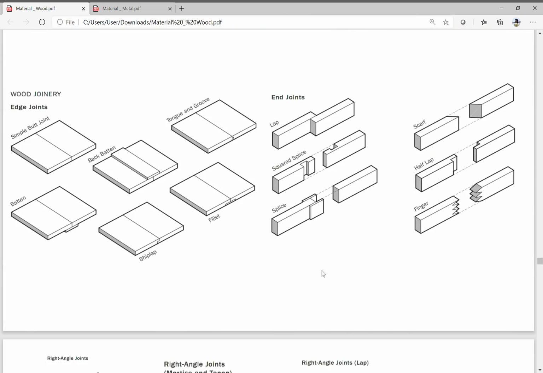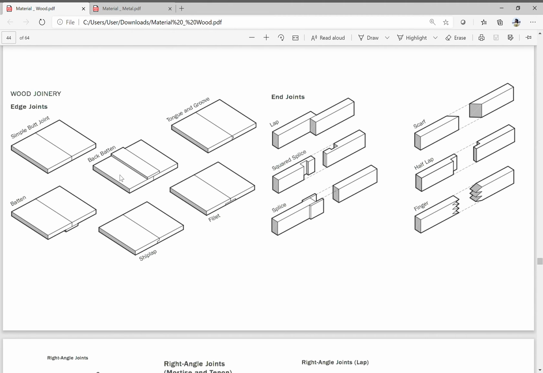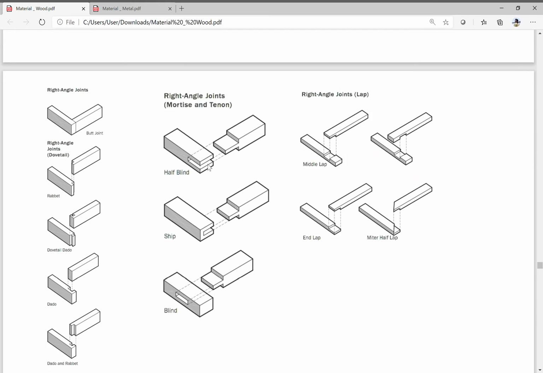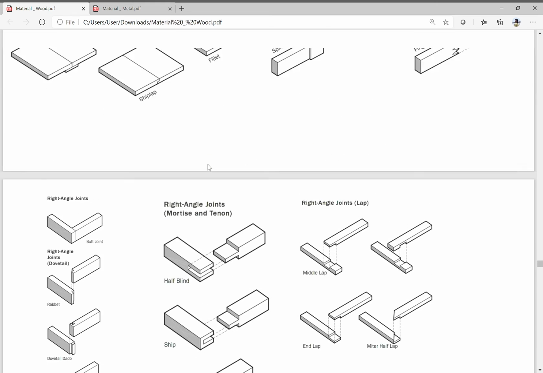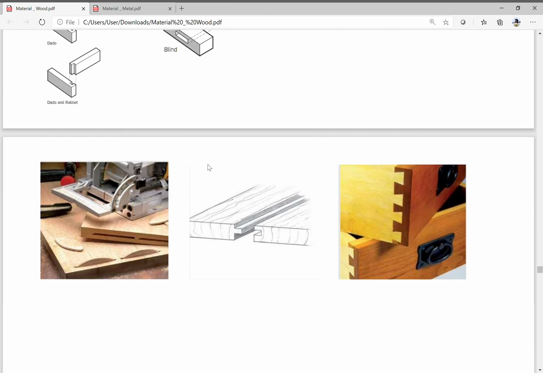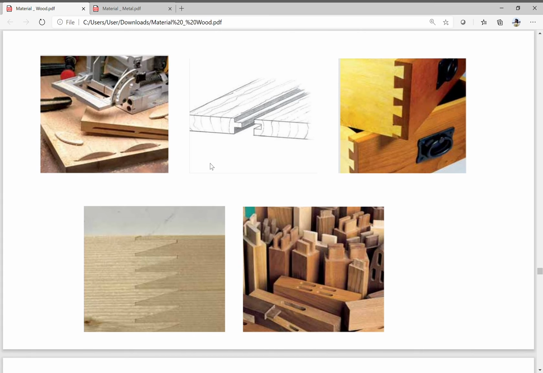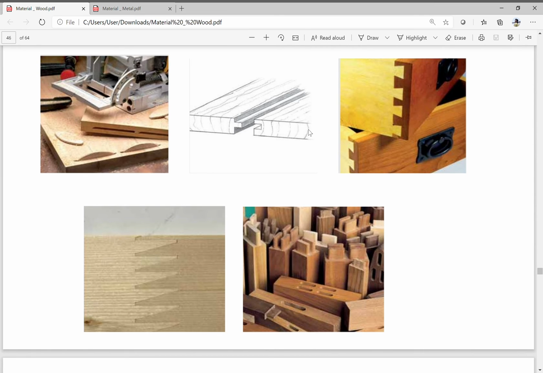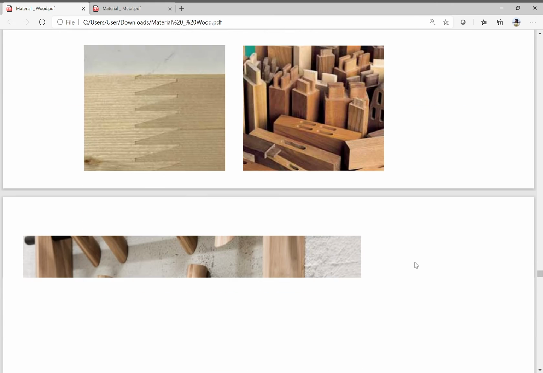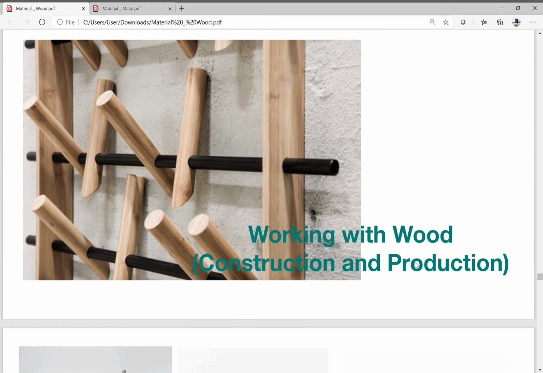Okay. So as discussed previously, we already had wood joinery. You have your edge joints, and all the joints that are needed for construction. This is more so in furniture. You have your biscuits, and then your tongue and groove, your dovetail, and then your finger joints. Okay, so working with wood.